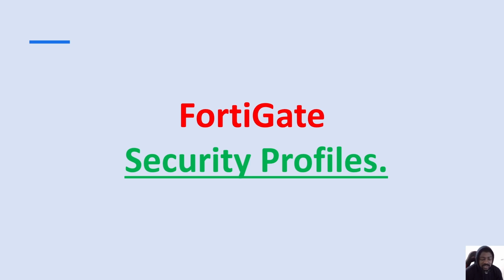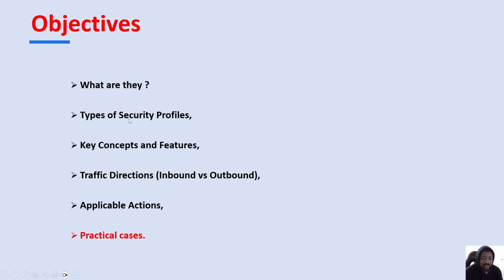So today in our practical NSE certification series of videos, we are going to talk about FortiGate security profiles. So in this video, these are the objectives that we are going to cover. We'll talk about the security profile, what they are, how they function, how they work. We'll talk about different types of security profile. We'll talk about key concepts and features. We'll also talk about traffic direction, so inbound traffic versus outbound. We'll show and experiment some applicable actions. Then we'll finish as usual with practical cases.